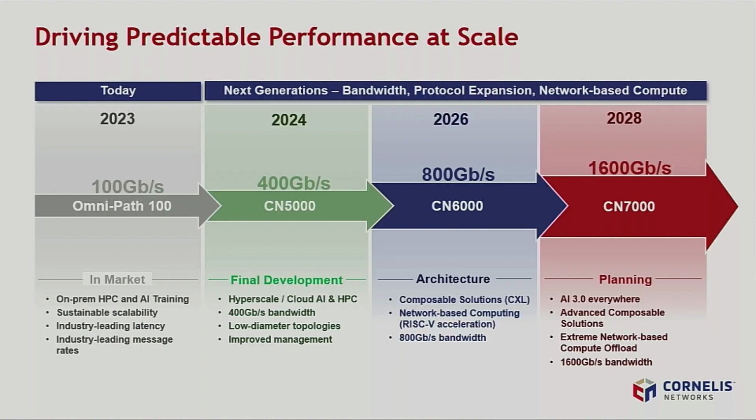As we go forward, we've got CN5000 coming out in the near future. Then we're going up to 800 gigs and 1.6 terabits coming soon.